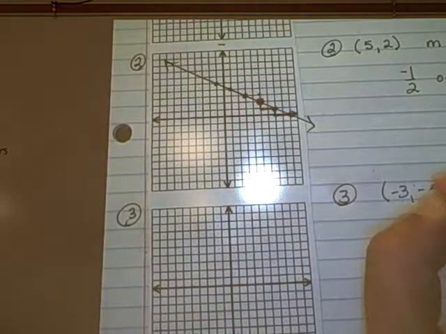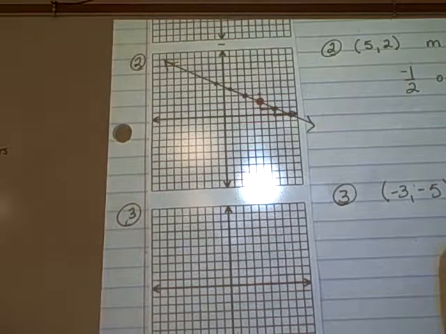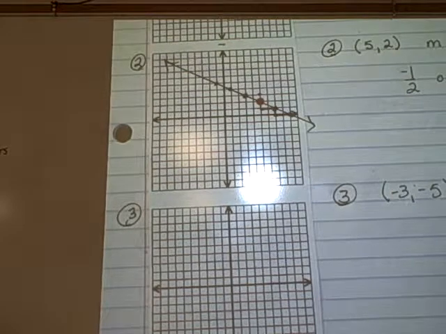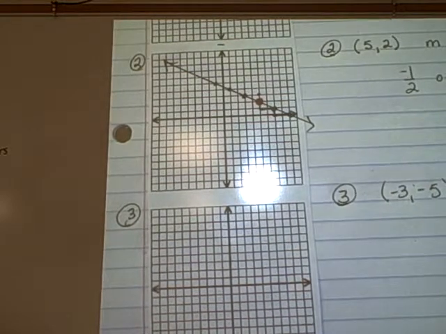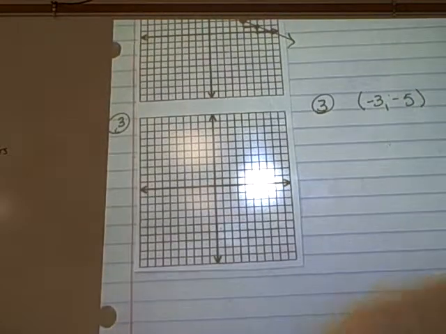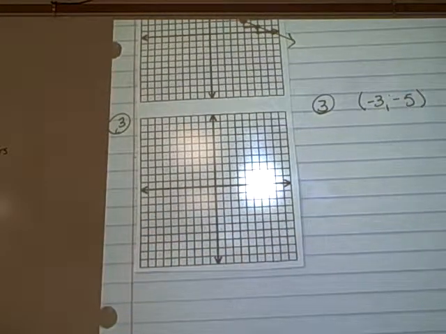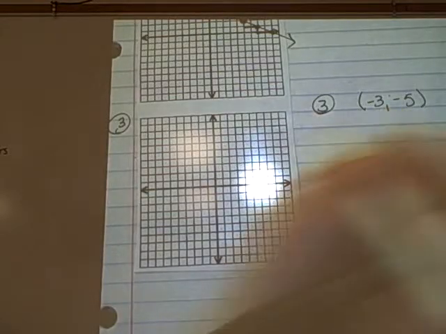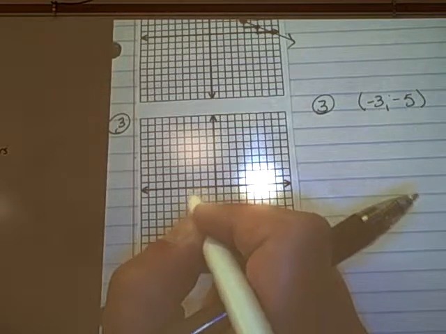-3, -5, and slope is -3. So the point is -3, -5. The slope is -3. So your first step is to put that dot on the graph. Put that point on the graph. So -3, -5.